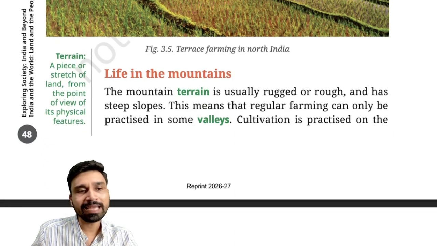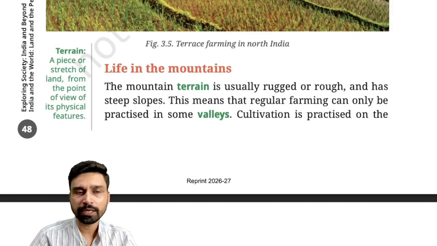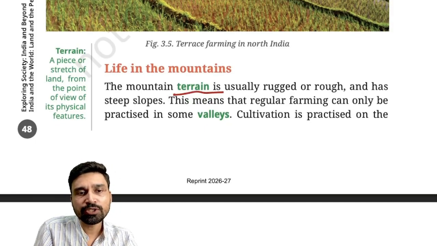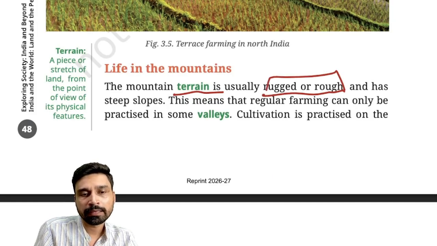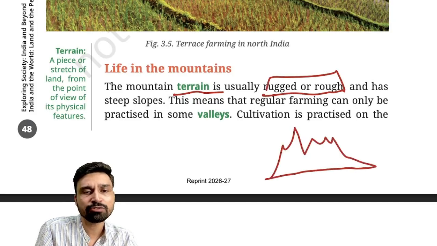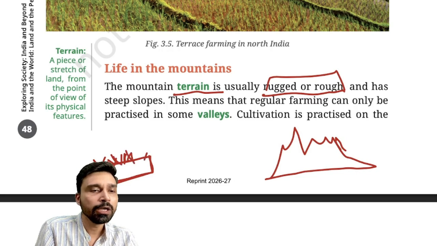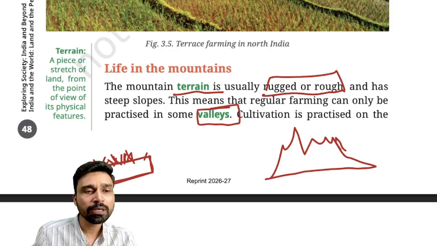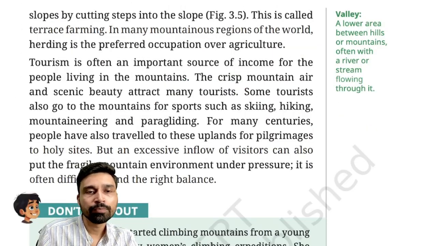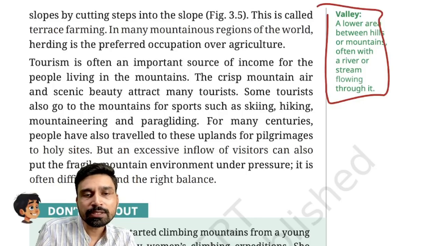Now, if we talk about the life in the mountains, because a lot of people are living in the mountain areas, and at the same time we know that the mountain terrain is usually rugged or rough. That means simply we can say it is very steep. This kind of structure you will find here, steep slopes that you have. So if you have a steep slope, regular farming cannot be carried out, because for regular farming we require which kind of landscape? So for regular farming we require plain areas. That is where you can grow rice, jute, cotton, wheat, all other kinds of crops. And in valley areas, regular farming can be practiced. However, in the slope region, farming is carried out by cutting these slopes, and this slope cutting is called terrace farming as such.